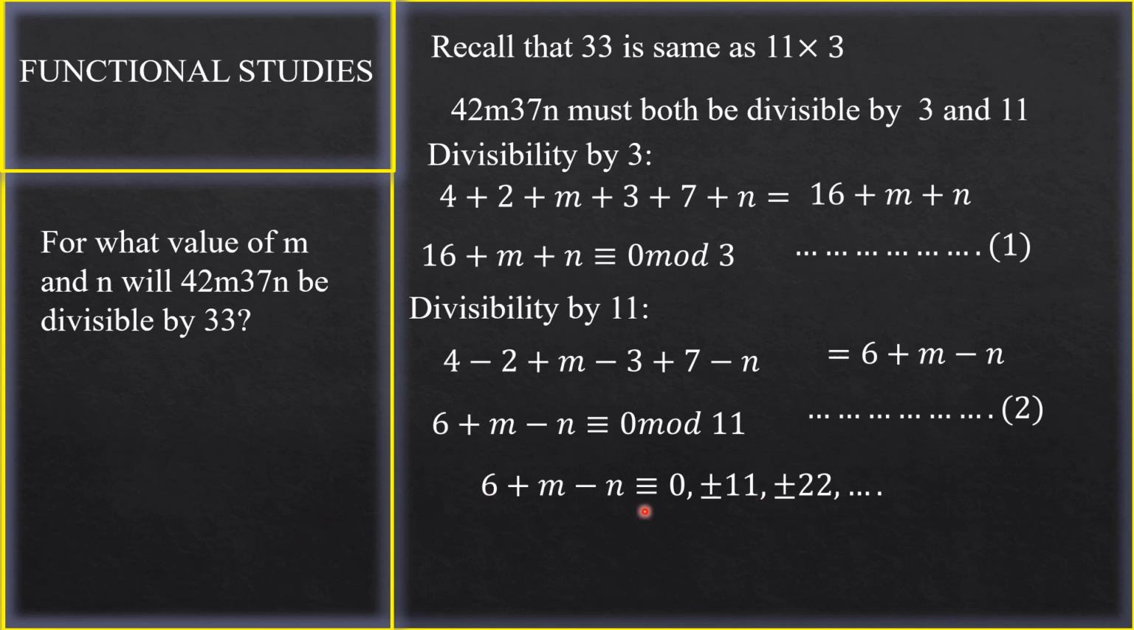But recall this condition. We know that m and n are unit digits. They cannot be negative, and it can be 0. It is not a double-digit number. Both m and n can take values from 0 to 9 inclusive. Anything outside of this range will be invalid or impossible.